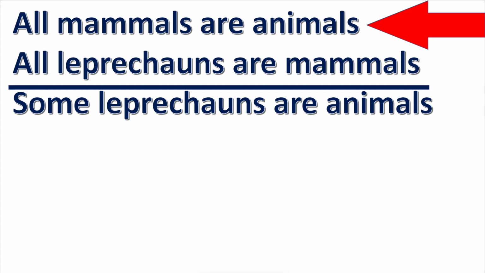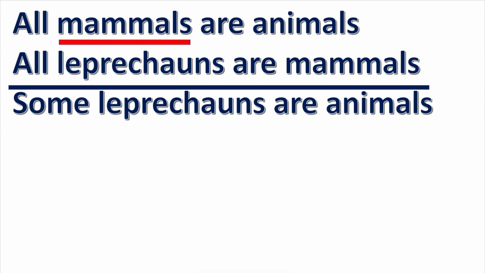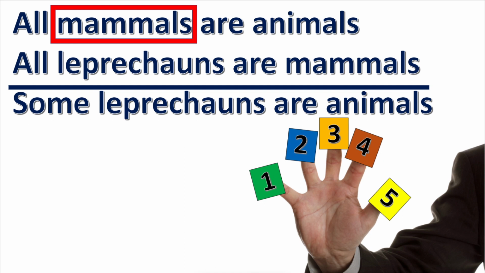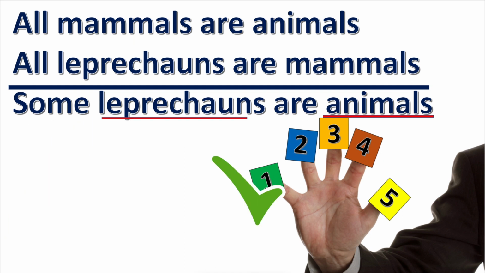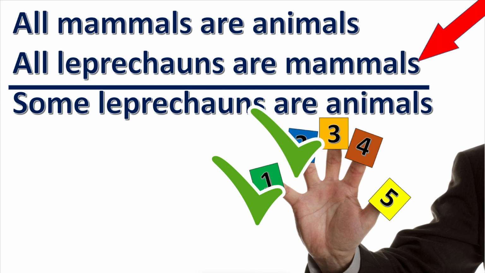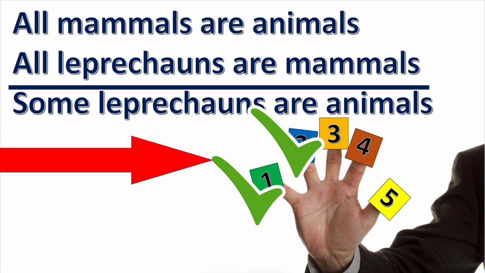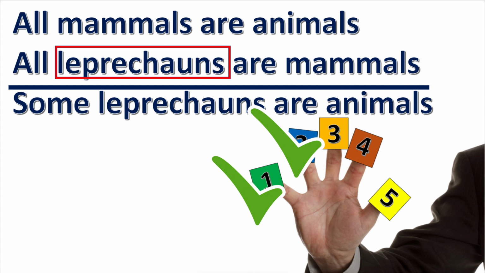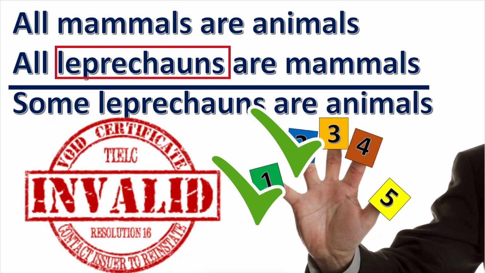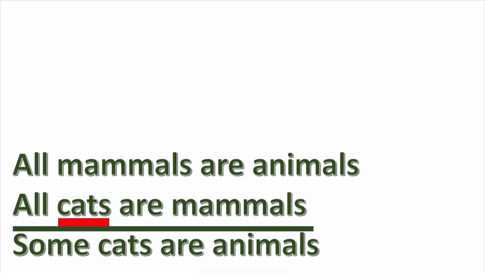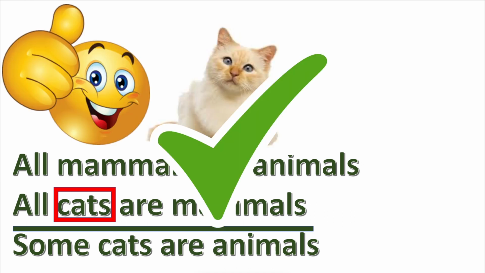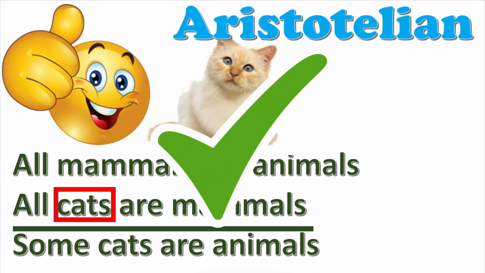Notice the first premise, the term mammals is distributed, which satisfies Rule 1. And in the conclusion, no terms are distributed, which satisfies Rule 2. But in the second premise, leprechauns is distributed. And since the first two rules are satisfied, leprechauns is the critical term. Since leprechauns do not exist, the syllogism is invalid. In this example, cats is the critical term. Because cats do exist, the syllogism is valid from the Aristotelian standpoint.